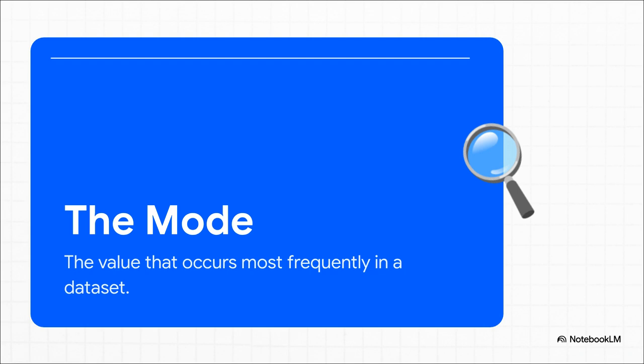And hey, there's one more tool for our kit, the mode. This one might be the simplest of all. It's just the value that shows up most often in your data. So if our store sold a ton of a particular product that cost $25, more than any other item, then $25 would be the mode. It's perfect for finding the most popular choice or the most common result.